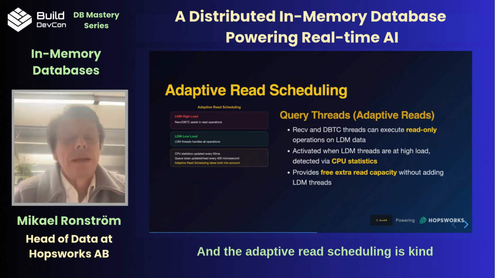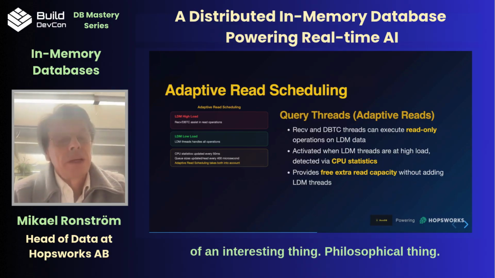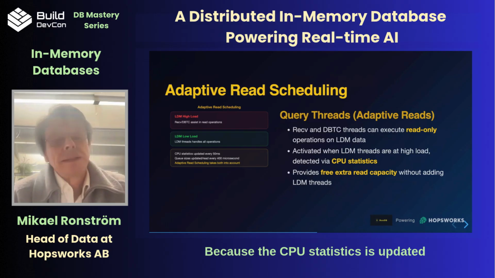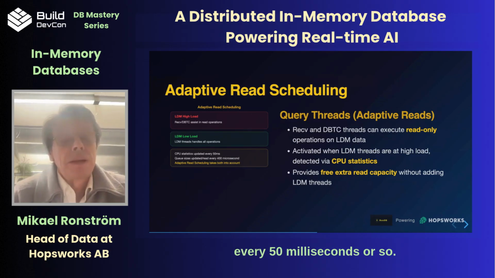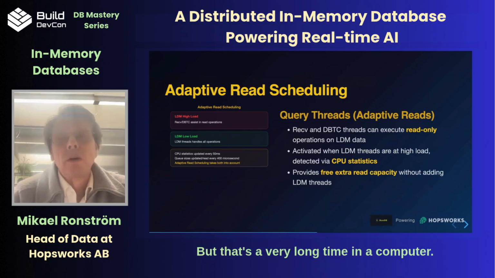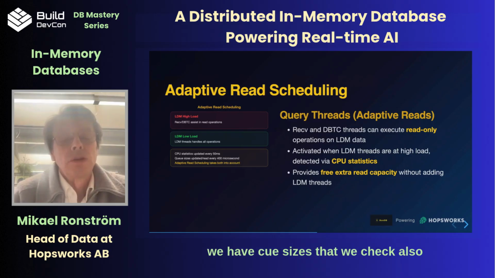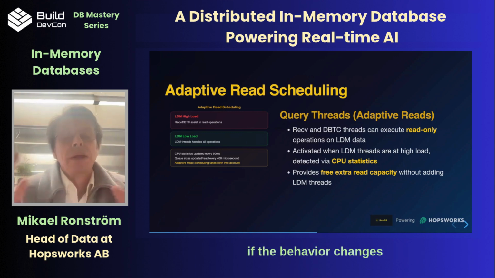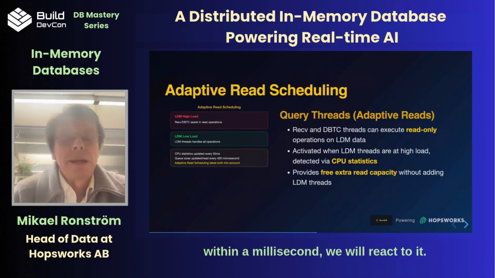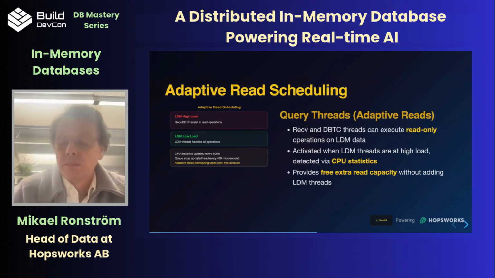And the adaptive read scheduling is kind of an interesting philosophical thing, because the CPU statistics is updated every 50 milliseconds or so, but that's a very long time in a computer. So in order to get more refined responses, we have queue sizes that we also check every 400 microseconds. So basically, if the behavior changes within a millisecond, we will react to it.